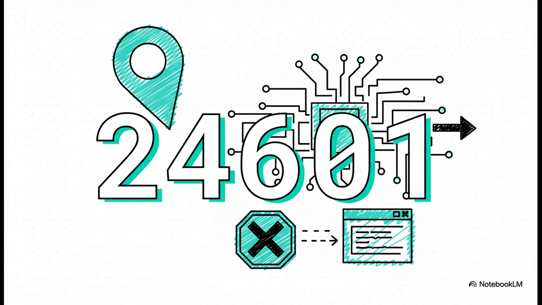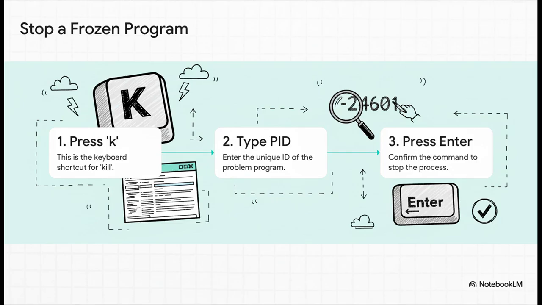Remember that number I told you to keep an eye on? The PID, the process ID? In our case, it's 24601. You can think of this as that program's unique home address. To stop it, we have to tell the system exactly which one to target, and this number is how we do it. And you won't believe how easy this is.